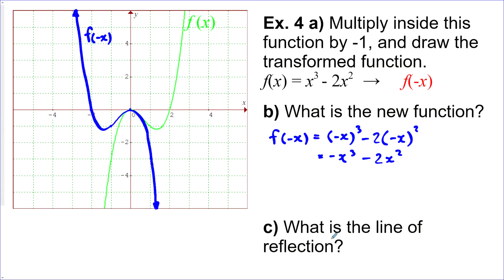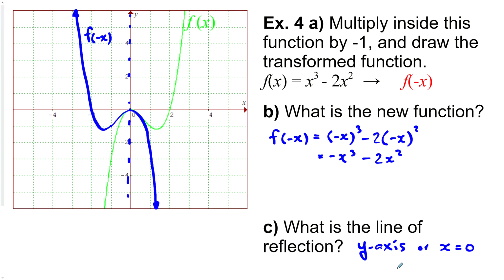What's the line of reflection? Well, it's the y-axis here. And you could say the y-axis, or you could say the equation of this line, which is x equals 0. But you can't just write 0 because that's not a line.